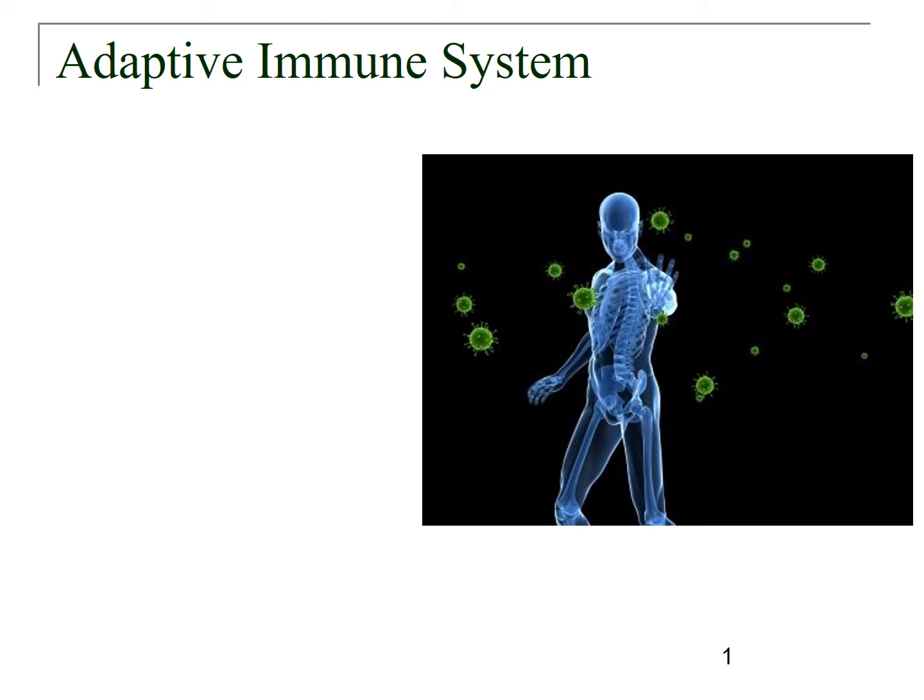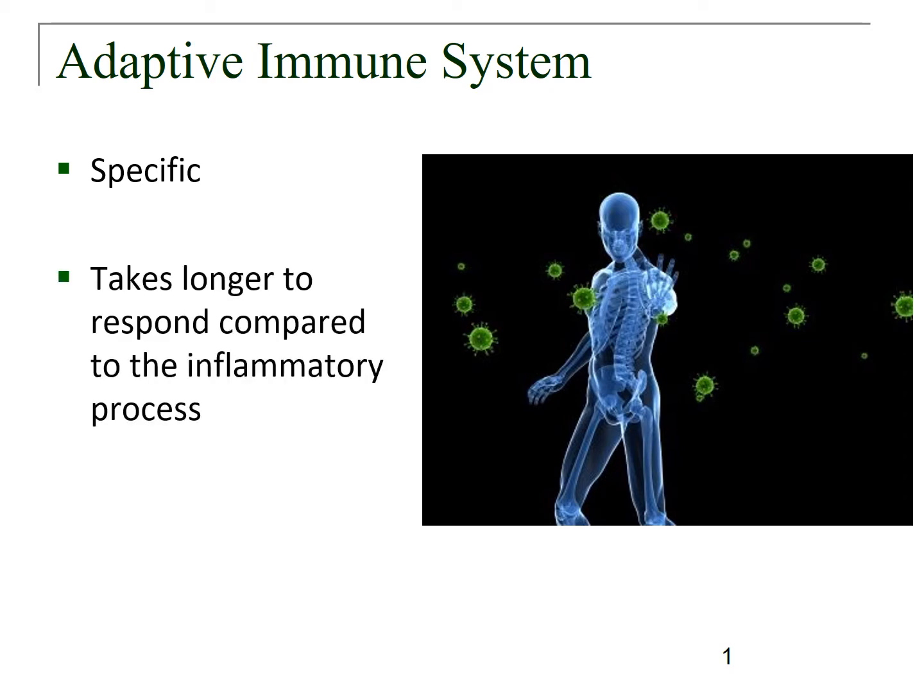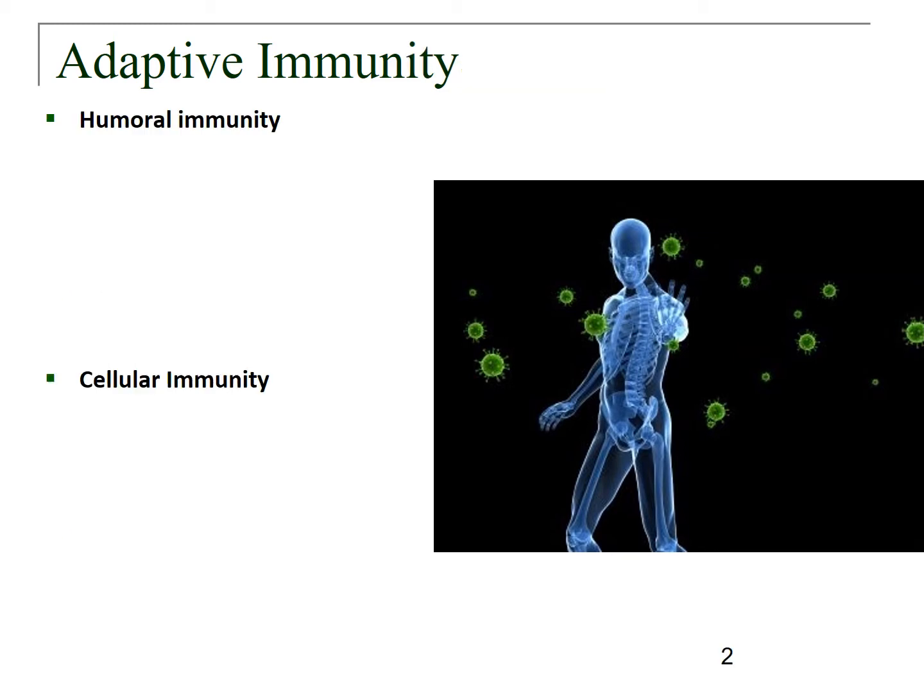This is the second video on the immune system, and in this video we're going to take a much closer look at the adaptive immune system. So the adaptive immune system is specific, meaning that it will respond to one very specific pathogen at a time. It takes a lot longer to respond than the inflammatory process does, and unlike the inflammatory process, it is systemic. It also carries a memory of pathogens that have been encountered in the past, and we'll see how that works later on in this presentation.